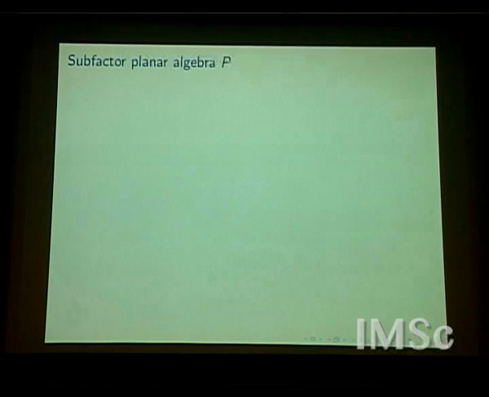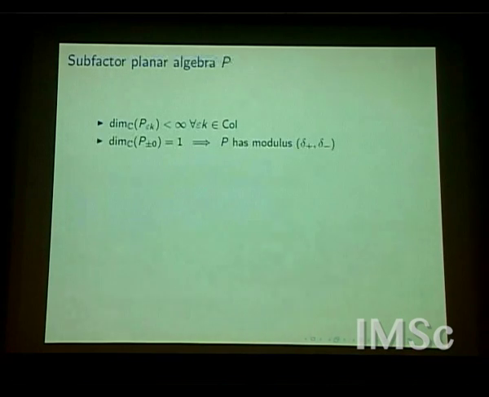Now, this is a general definition of planar algebra. We need more adjectives to make this planar algebra correspond to a subfactor. So, what are the adjectives? The vector spaces of the planar algebra should be finite dimensional. So, the vector spaces are basically given by a double sequence of vector spaces, and at level 0 it should be one dimensional.